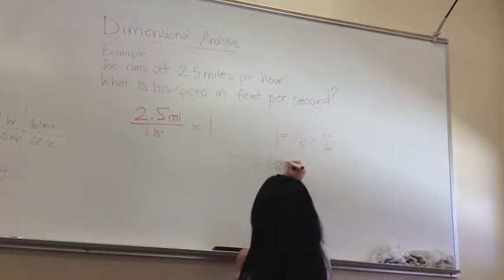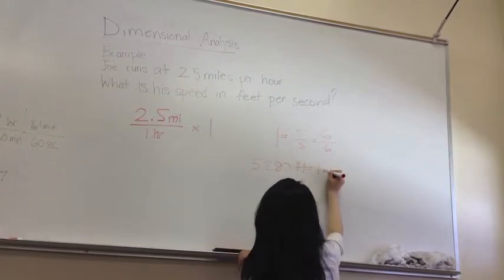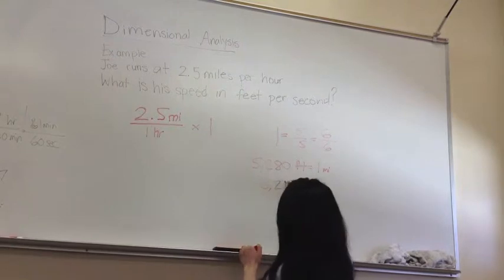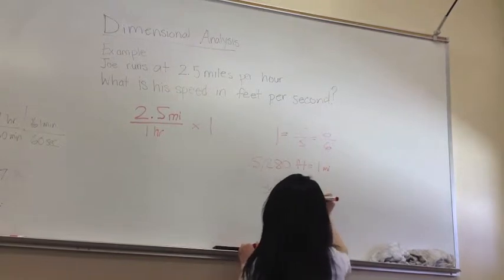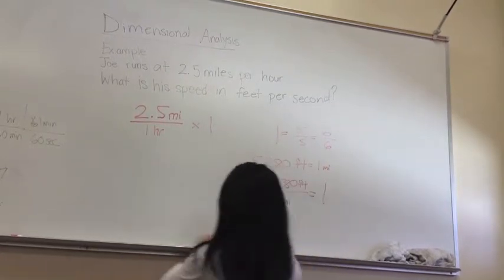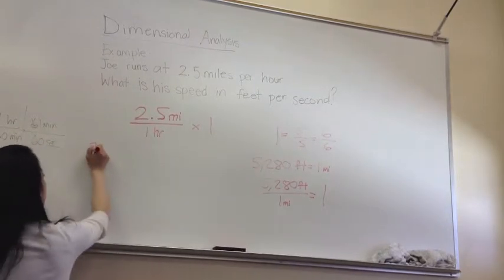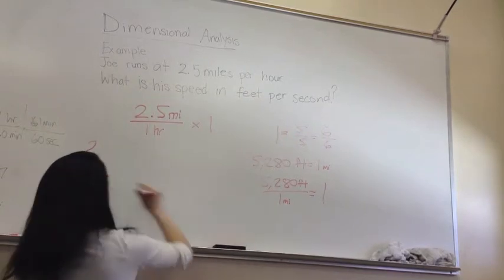5,280 feet is equal to 1 mile. So if we put this into a fraction form, 5,280 feet per mile, this is equal to 1. And this is really useful because now we can take this original problem and we can multiply it by this fraction, and it'll still be the same number, but just in different units.